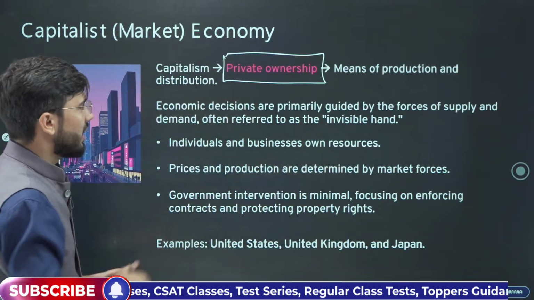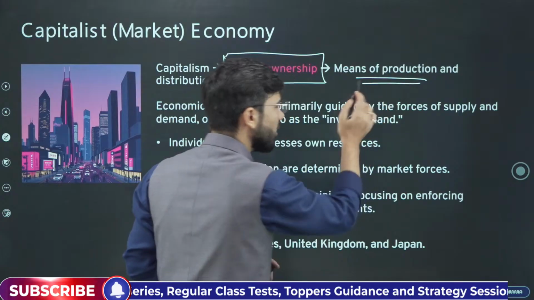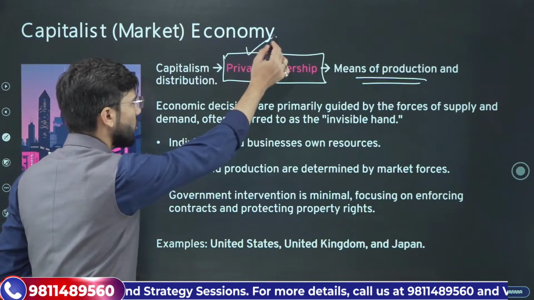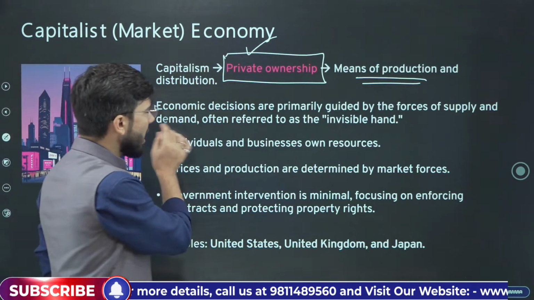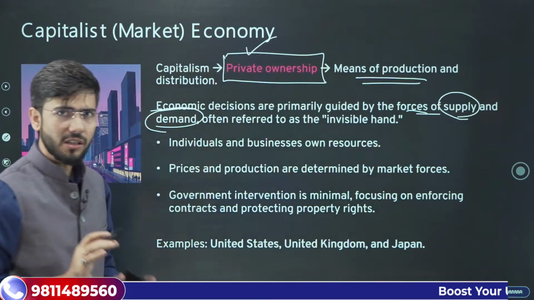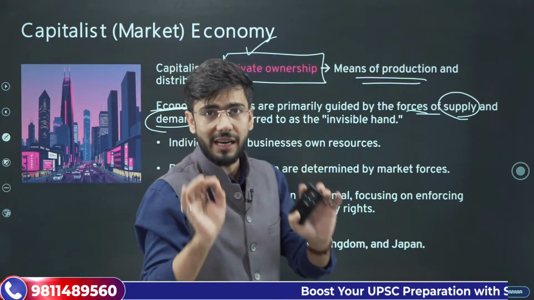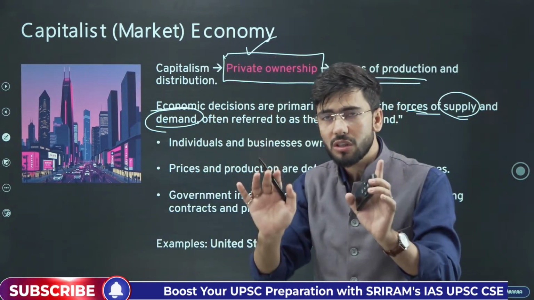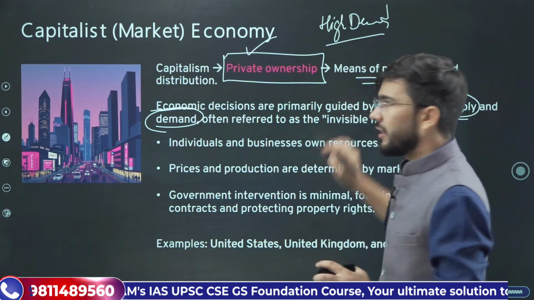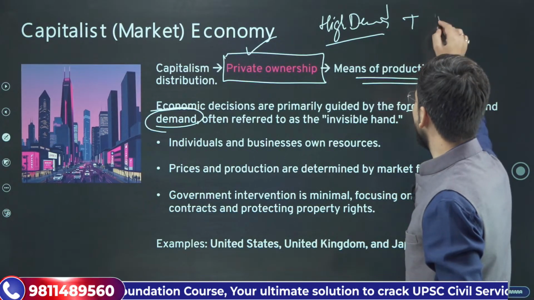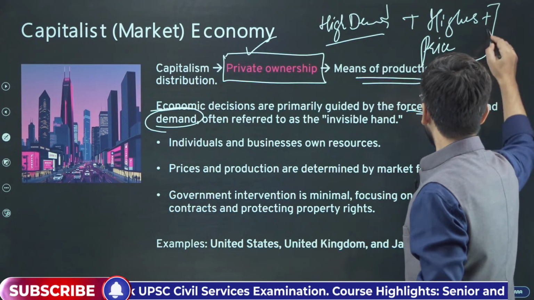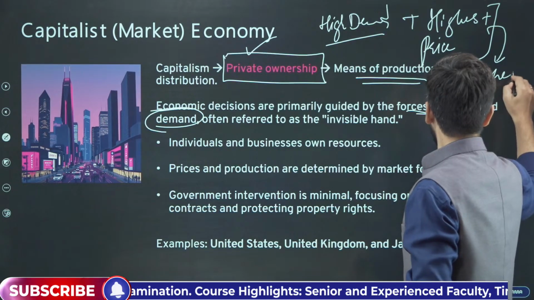Now, understand this. This means that all the means of production, all the factors of production, all the resources for production will now be under private ownership. Economic decisions are primarily guided by the forces of supply and demand in the market. That is very simple. The capitalist will produce only those things which are high in demand, and they will produce only those things where they can fetch the highest price, because their objective is higher profit.